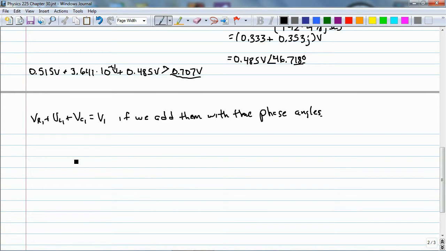Now there's an interesting value that we get by looking at the difference in the angle between the current and the voltage, and we call it the power factor. And that's equal to, for the series circuit, cosine of theta V minus theta I. And that's also equal to the resistance divided by the magnitude of the impedance.